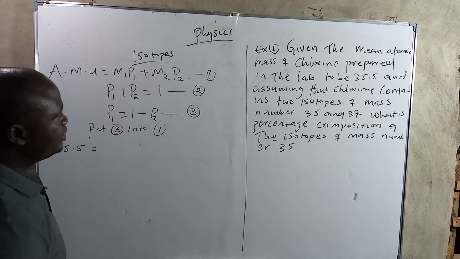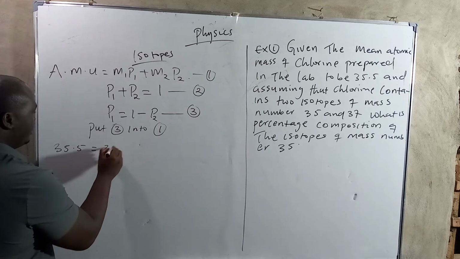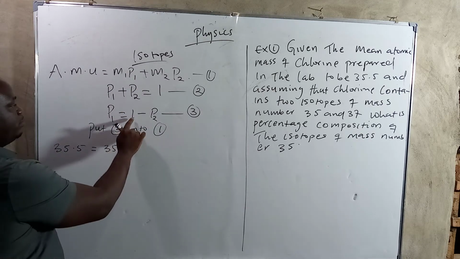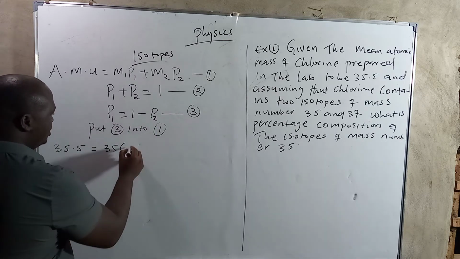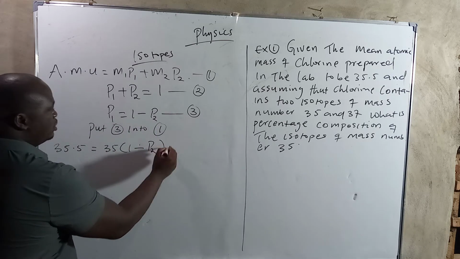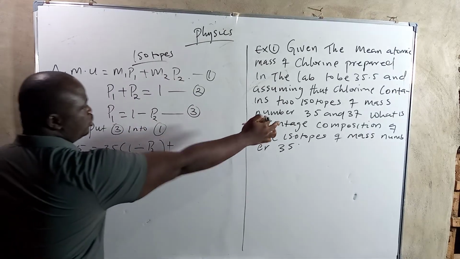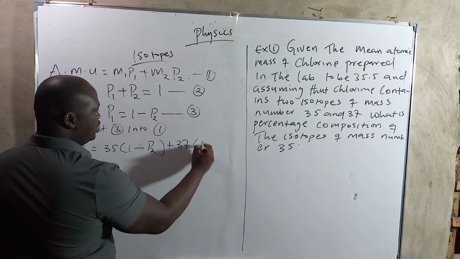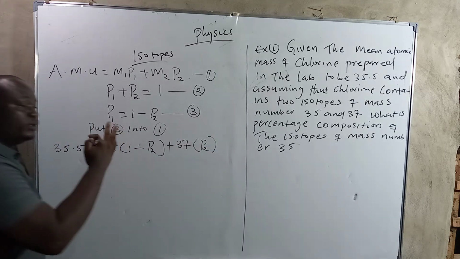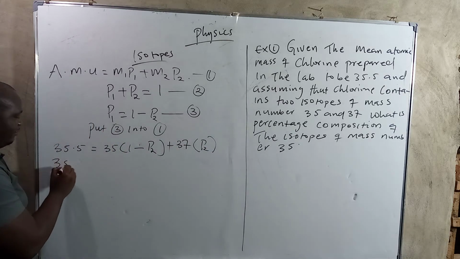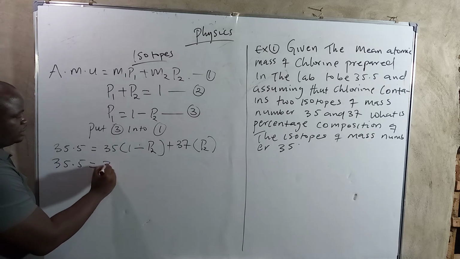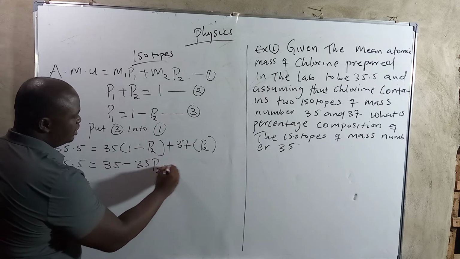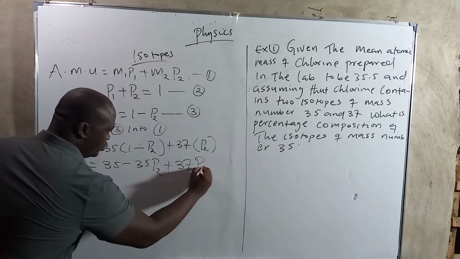It is equal to the mass of the first one, which is 35, times, in brackets, rather than putting P1 here, I replace it and put 1 minus P2, plus your M2, the second mass in the question, which is 37, times P2. Open the bracket, and so this is 35.5 equals 35 minus 35P2 plus 37P2.